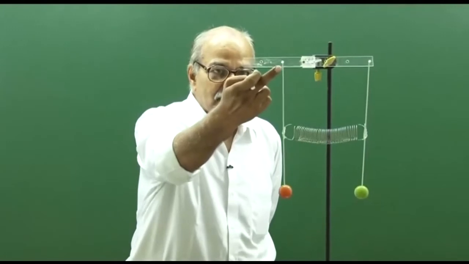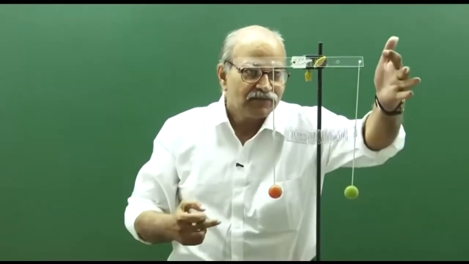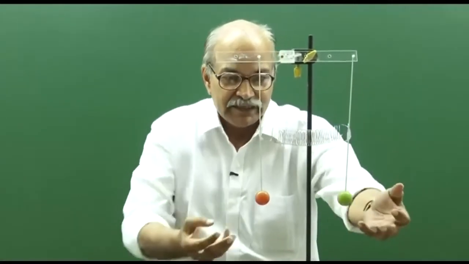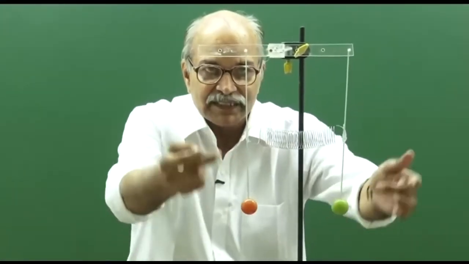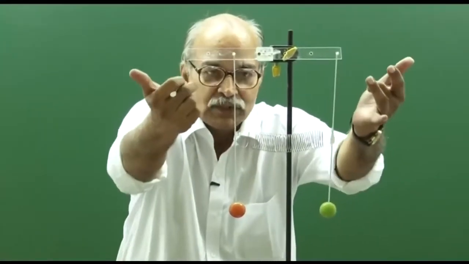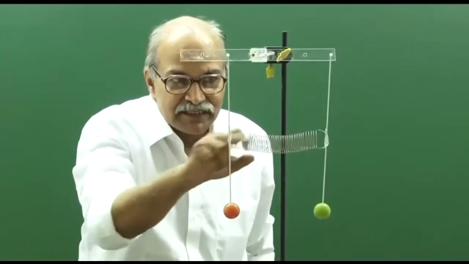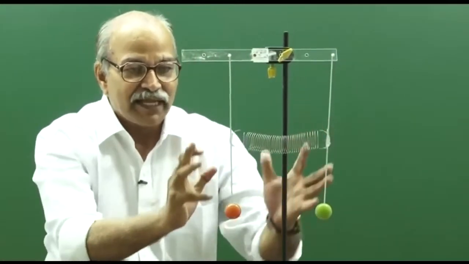You have two light rods, which are actually cycle spokes, and two balls which are attached to these light rods, and they are suspended through these holes. And the spring that you are seeing here, which is connecting the two rods, is essentially the interaction mechanism.